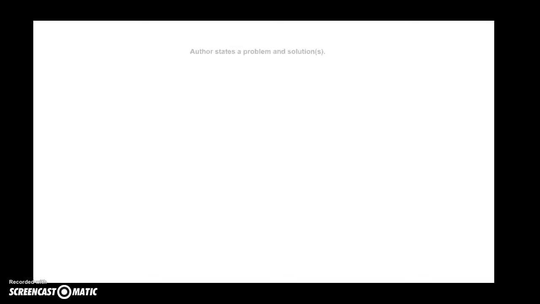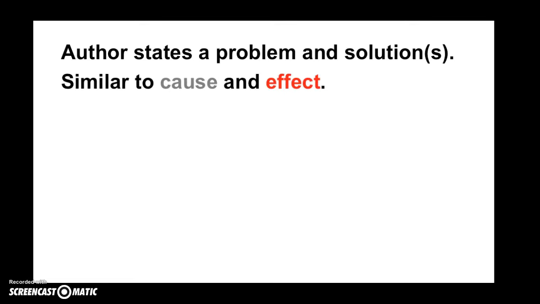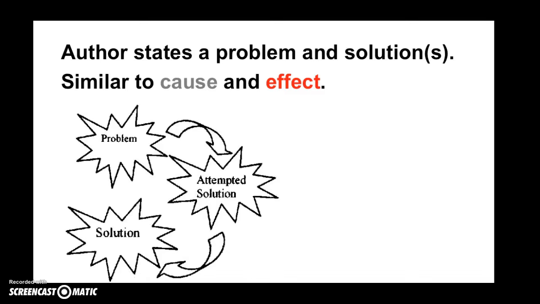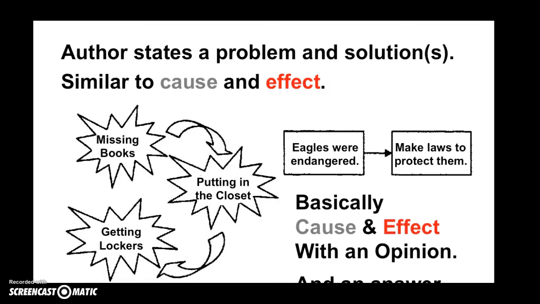Problem and solution. The author states a problem and solutions, similar to cause and effect. Missing books. Put them in closets. Getting lockers. Problem solution. Eagles were endangered. We made laws to protect them. Basically, cause and effect with an opinion and an answer.